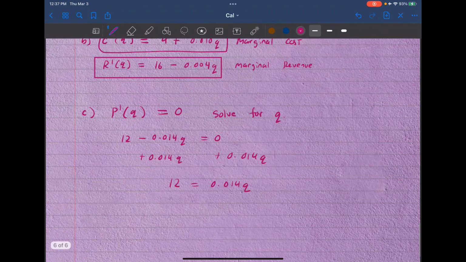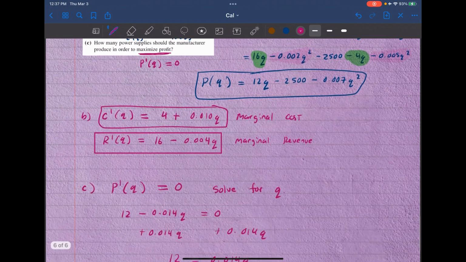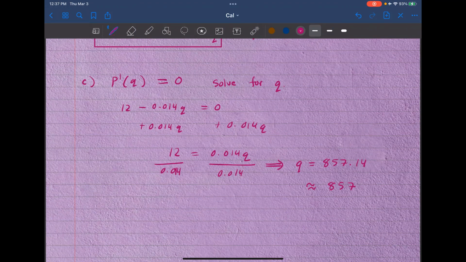And finally, we divide both sides by 0.014, and that gives us the number of Q we need to produce to maximize profit. So Q is equal to, if you put this in your calculator, you'll get about 857.14. So approximately 857 supplies in this case to maximize profit.